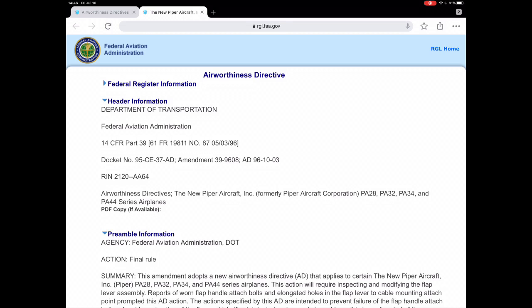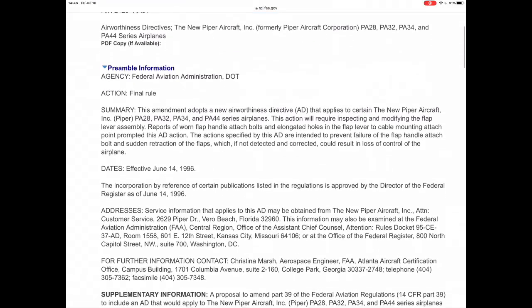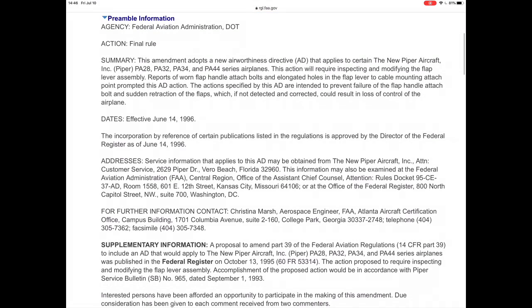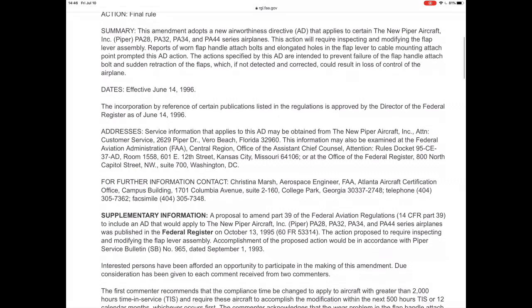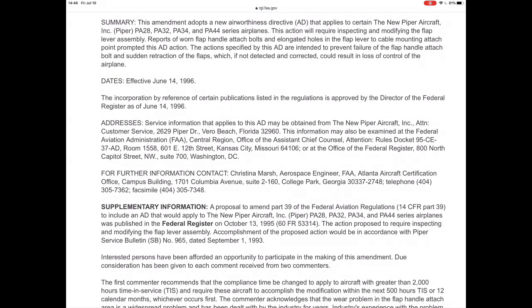So with most modern airworthiness directives, they will come in a format where we have a header, we have a preamble that describes a couple different things. In this preamble, we see the agency that approved it. This is obviously the Federal Aviation Administration. The action, this is an active airworthiness directive that went through the comment period, so it is a final rule. We have a summary that talks about what this AD is for.